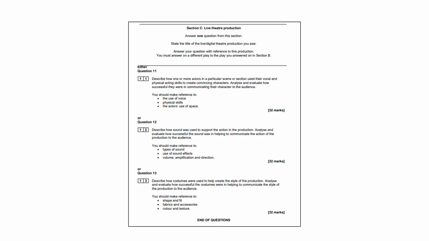So you'll be talking about how an actor or more than one actors use their acting skills to create a character on stage. You'll then have two other questions, and those two other questions will be on an aspect of design, whether it's sound, set, costume, or lighting. So you need to choose the question that you feel you can answer best. And today I'm going to focus on question 11, which is the performer question. Remember, you don't have to answer each of these questions, just one of them.